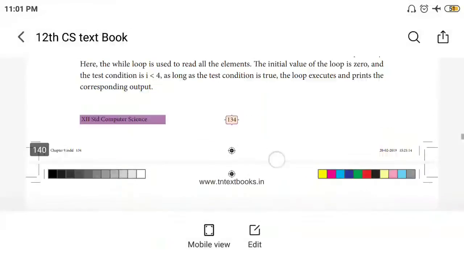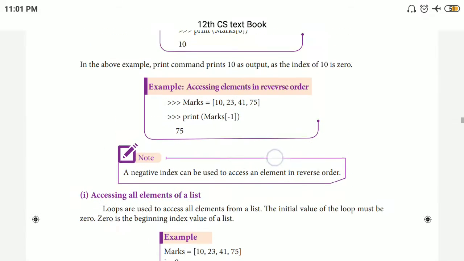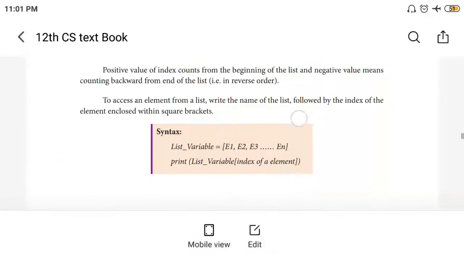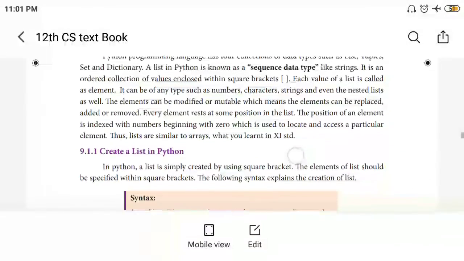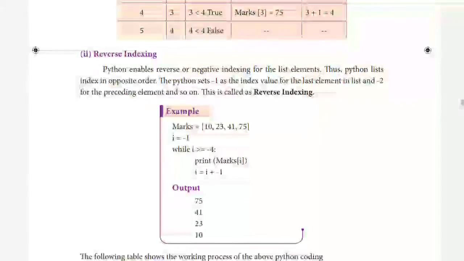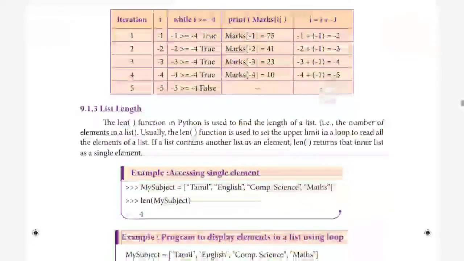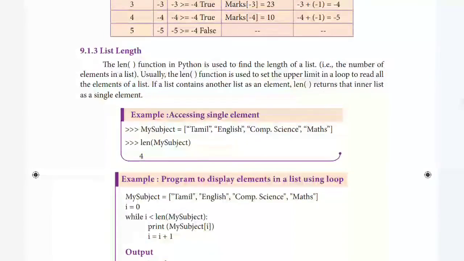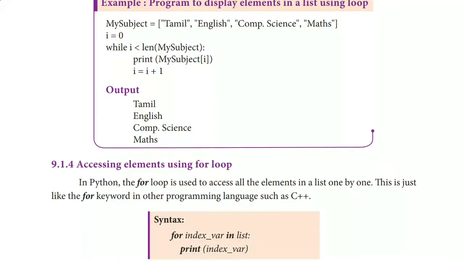We have also seen accessing all the elements in the list by using for loop, while loop, everything. Here you can see how to find the reverse index and positive index. These are all the index methods, positive index method and negative index method, and this is the len function which is used to find the number of elements in the list.